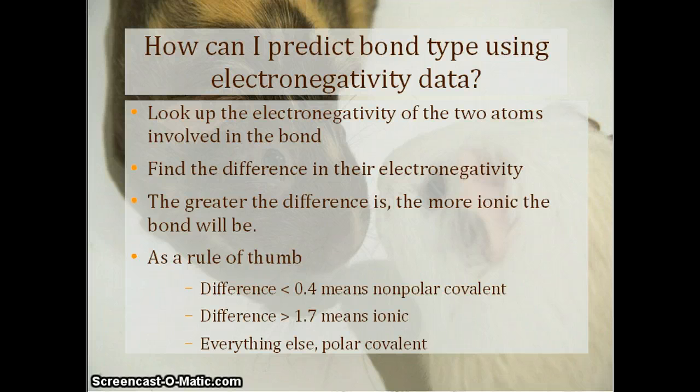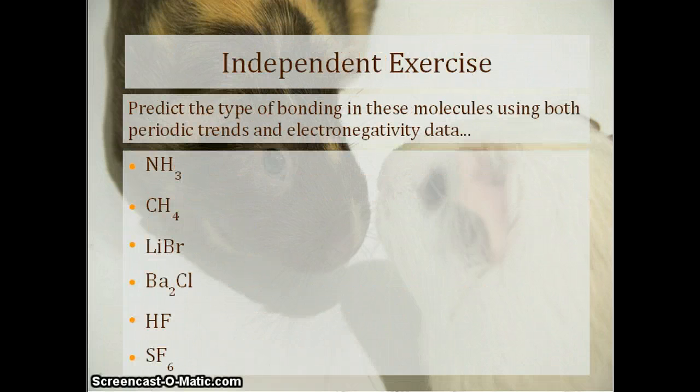The greater the difference is, the more ionic the bond will be. As a rule of thumb, if the difference is less than 0.4, you have a nonpolar covalent bond. If the difference is greater than 1.7, you have an ionic bond. Everything else in between is a polar covalent bond. Try to predict the type of bonds that will form for the following molecules.